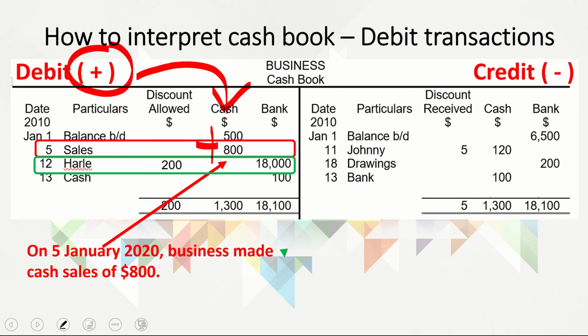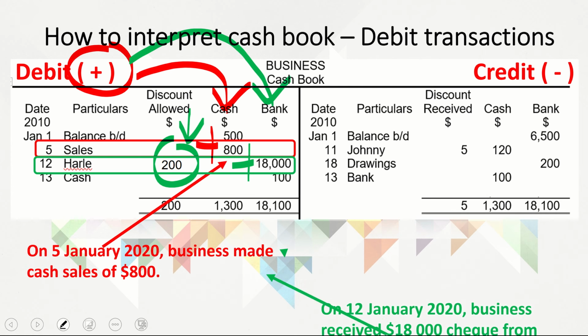Another transaction that we see is on the 12th of January. We can tell that there is $18,000 also in the plus column, but this time in the bank column. Alright? So what this means is that bank increased by $18,000. The other account affected was Harley. But you also see that there was $200 in the discount allowed.